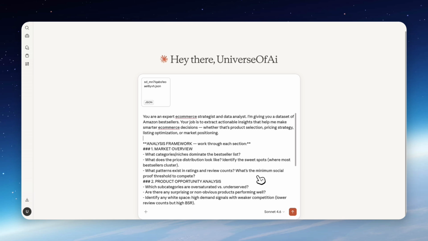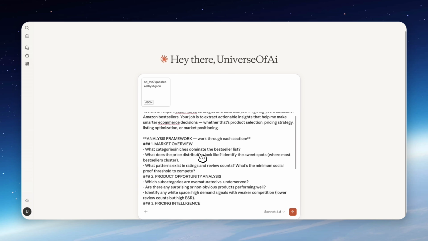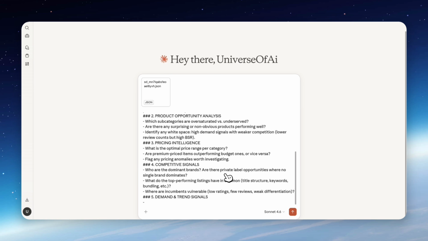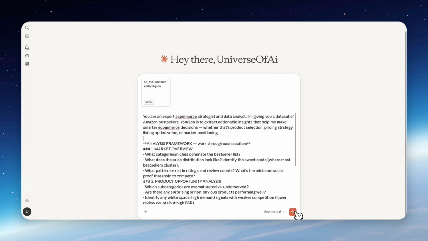So let's do that. In Claude right now, I've attached the JSON file that I downloaded from Bright Data. And then I'm telling Claude basically to act like an expert e-commerce strategist and data analyst. I'm giving you a data set of Amazon bestsellers. Your job is to extract actionable insights that help me make smarter e-commerce decisions. That could be either product selection, pricing strategy, listing optimization, or market positioning. And then I give more detail about market overview, product opportunity analysis, pricing intelligence, and demand and trend signals. And then I'm just going to press enter.